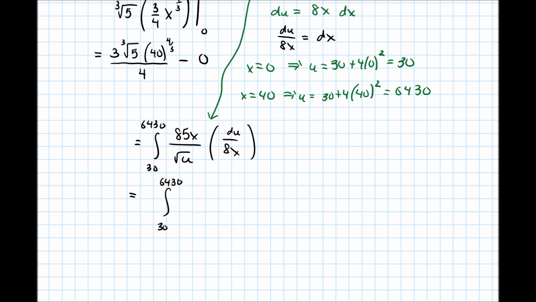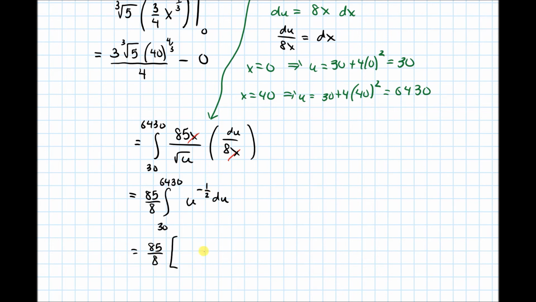The 85 over 8, we can pull to the front because it's a constant. The x's cancel, that's the nice part about it. And then the square root of u, we can move to the numerator and rewrite it as a fractional power. And it'll become u to the negative 1/2. And from here, this is an easy antiderivative. We end up with 85 over 8. Now this is going to be reverse power rule.